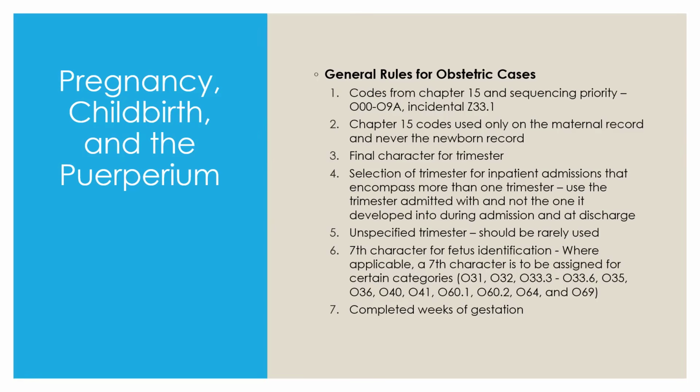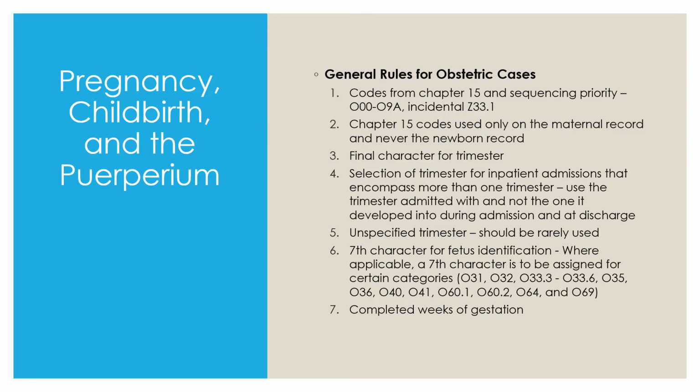Number 3, the final character for trimester. The majority of codes in Chapter 15 have a final character indicating the trimester of pregnancy. The time frames for the trimesters are indicated at the beginning of the chapter. If trimester is not a component of a code, it is because the condition always occurs in a specific trimester, or the concept of trimester of pregnancy is not applicable. Certain codes have characters for only certain trimesters because the condition does not occur in all trimesters, but it may occur in more than just one.